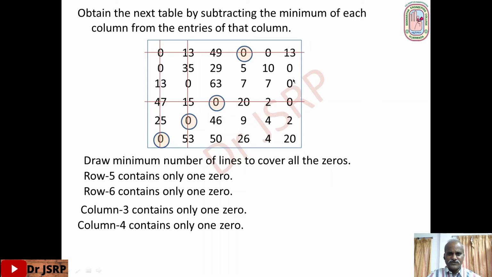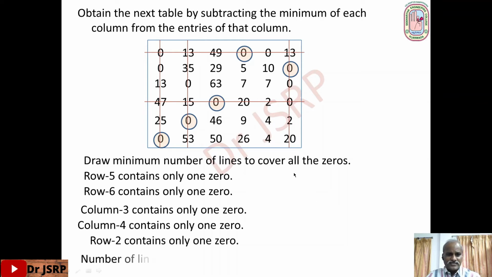Repeat the same process for rows. First row already covered, second row. In second row, we have to consider only these 4 entries. So row 2 contains only 1 zero. Circle it. So row means fix column, so cross the column, that is draw a vertical line. Okay, now all zeros are covered by lines. Observe the table. All zeros are covered by lines.